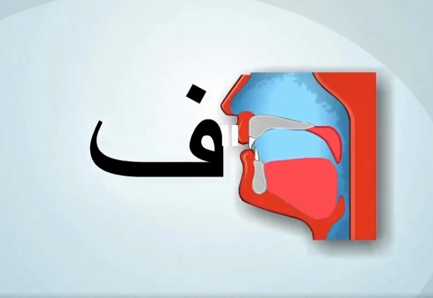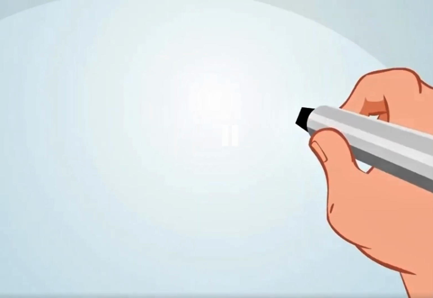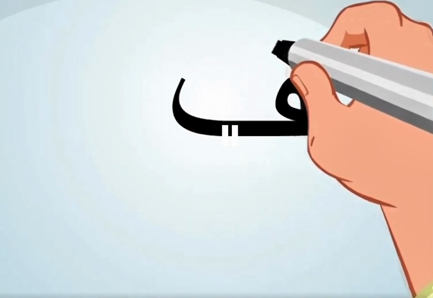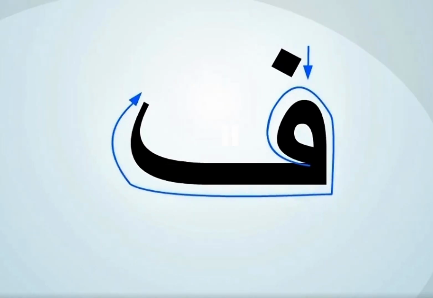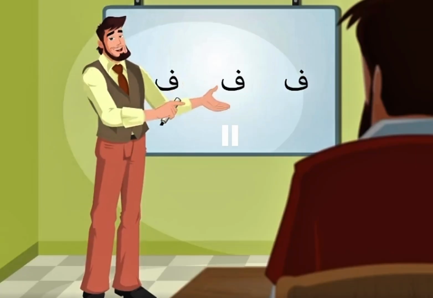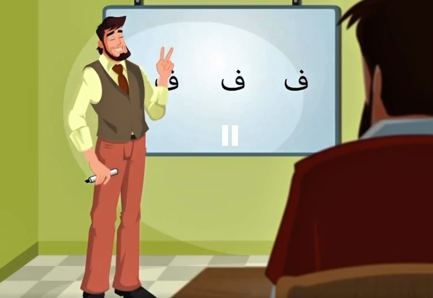Then we learn the letter fa. How to pronounce the letters with short vowels: fath, kasr, and dam.